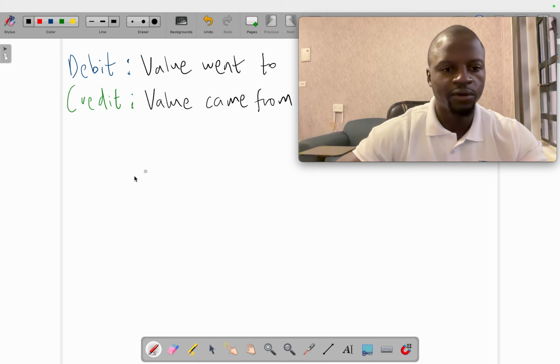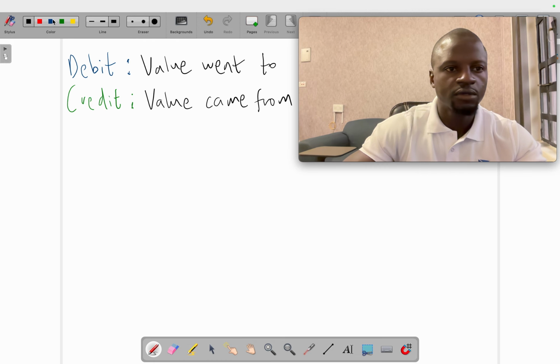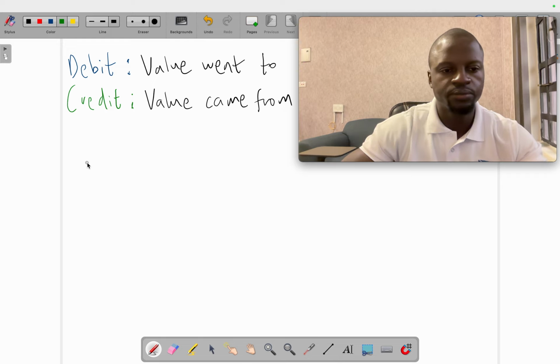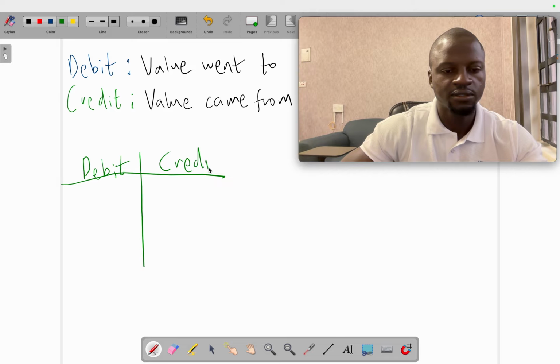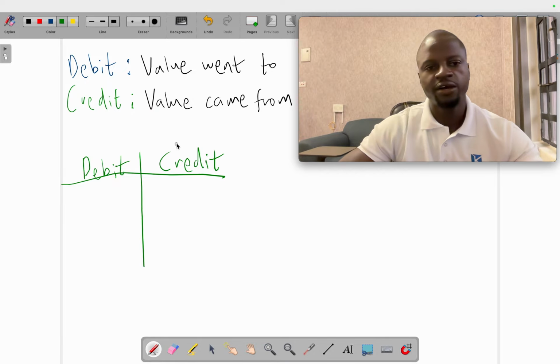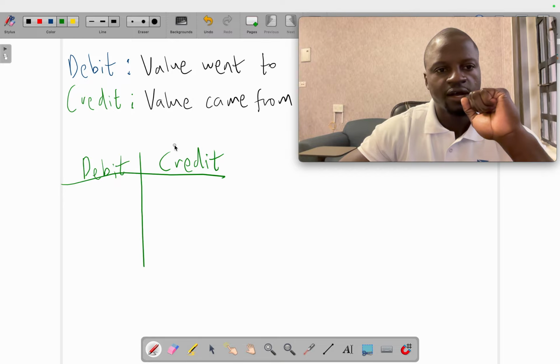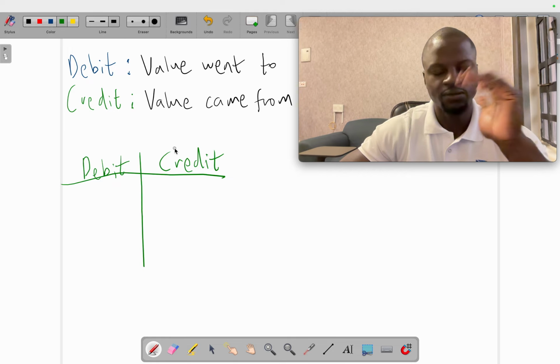So for example, you can use a different color here. So it's a green. So in accounting, we have things like a T table, where you have debit and credit. Remember, for every complete transaction, you have to have the record, two aspects of a record, where the value came from and where the value went to.